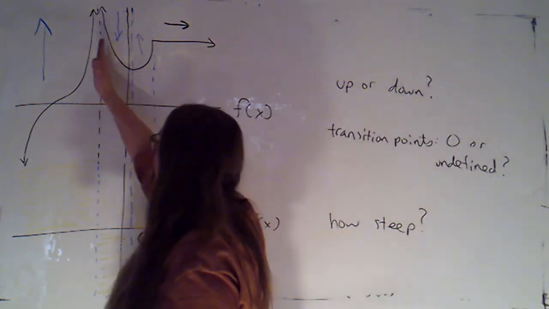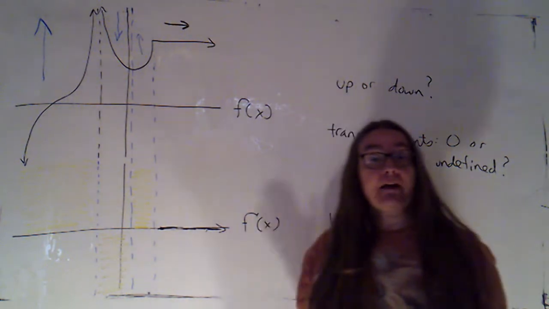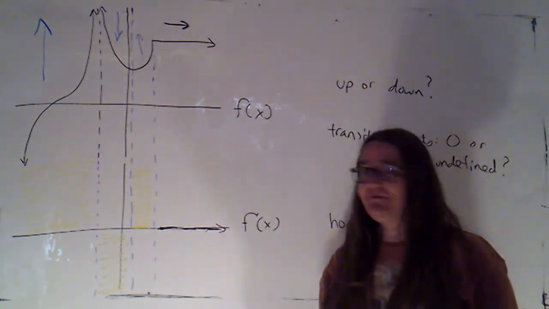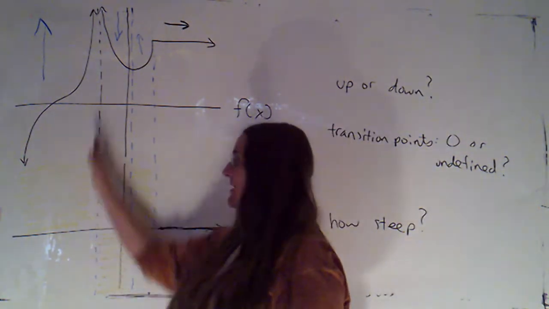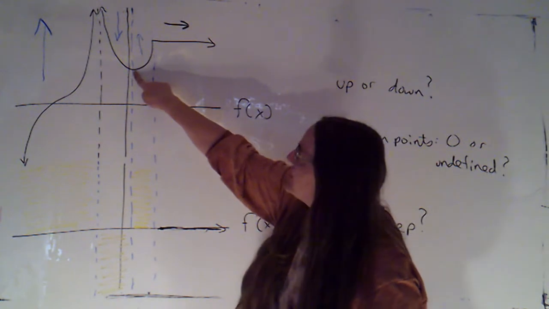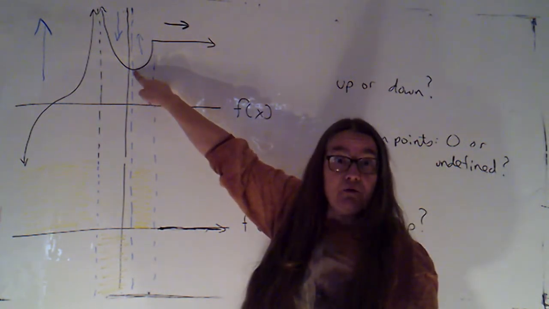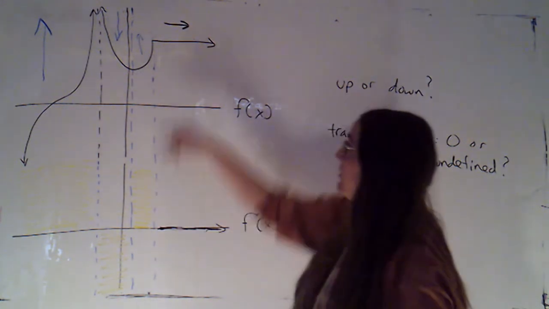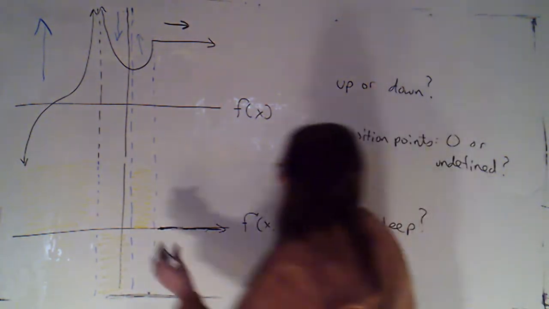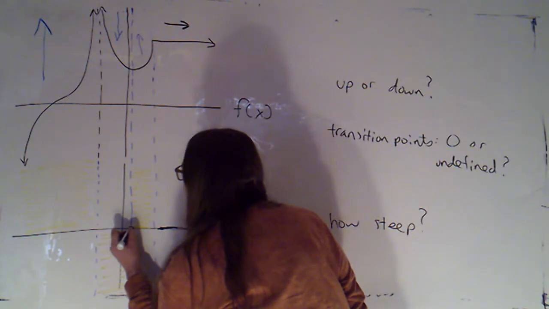Now here, we actually have a vertical asymptote in the graph of f. So f isn't even defined there. If f isn't defined, f prime isn't defined. There's not going to be any point on this vertical line here. At our next transition point, that's a nice, smooth, rounded change. So we go from down to up, which means the derivative goes from negative to positive by passing through 0.